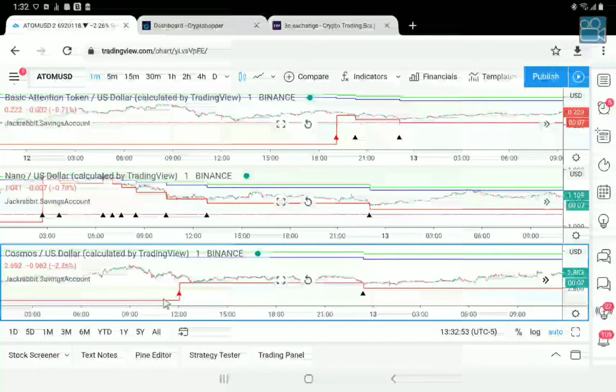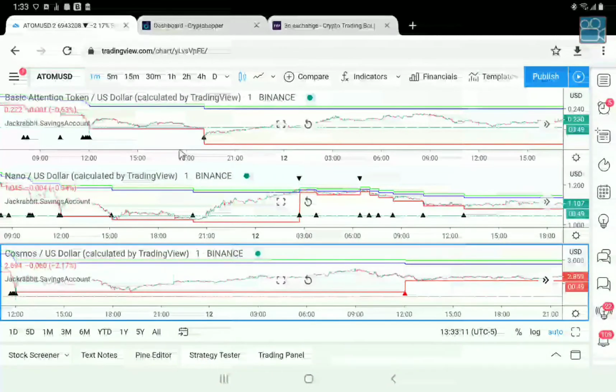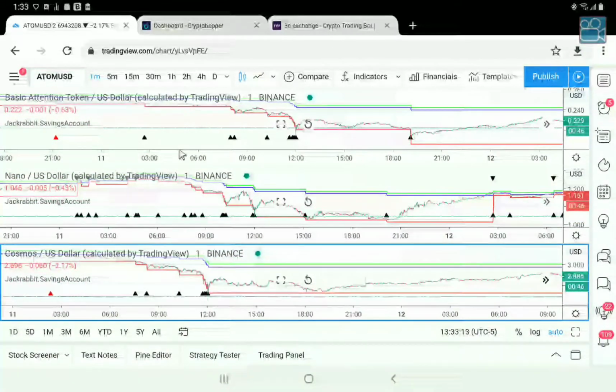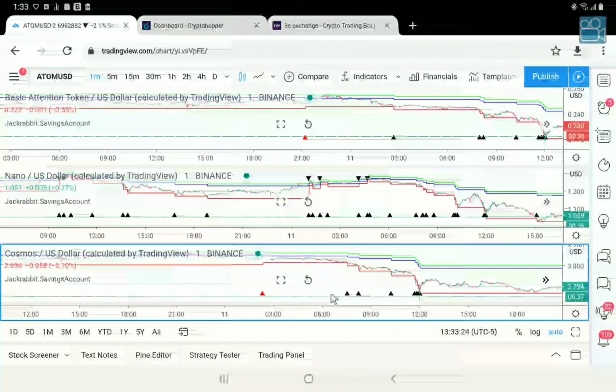You'll see that Atom used a sideways breaker here, and that coincided fairly close to a Nano also, although BAT didn't show it here because this deviation line was so far down. So as you can see, the comparisons between each coin. Now here, BAT and Atom are reasonably close, and they compare well with Nano.